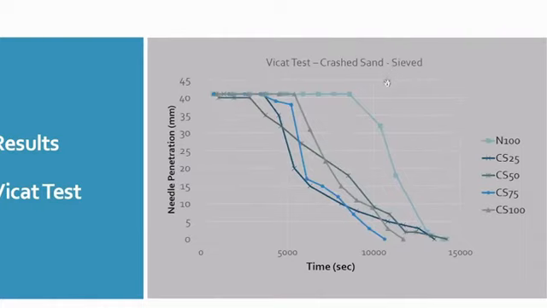When we used the sieved crushed sand, here you can see the reference mixture, and here you can see the four replacement ratios. You can see that in this case also all mixtures exhibited earlier setting time compared to the reference mixture with the natural sand. Setting starts about 1 hour earlier and is completed also 1 hour earlier than the reference mixture.